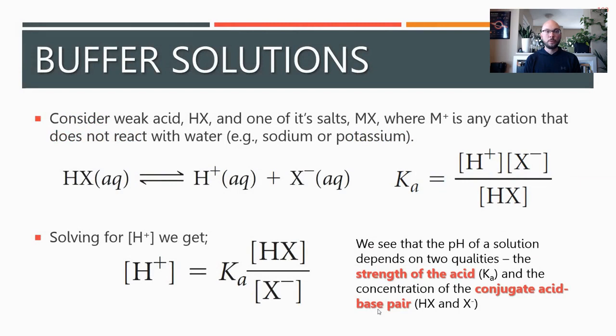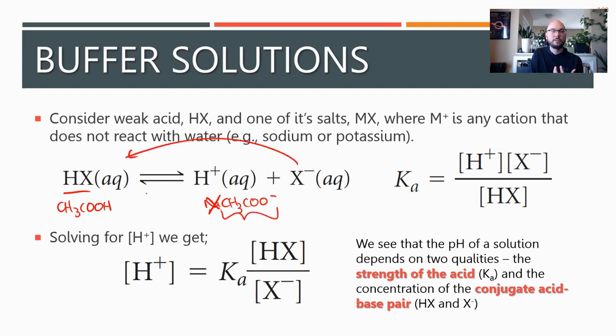So consider weak acid HX and its salt MX, where M is any cation that does not react with water. So we want an ion that doesn't play a role in it. So the HX is going to be something like CH3COOH, this guy here. And where we see MX is going to be sodium CH3COO minus, because when this dissolves in water, the sodium doesn't play a role and it just produces this. And this is that ion that can drive this backwards.